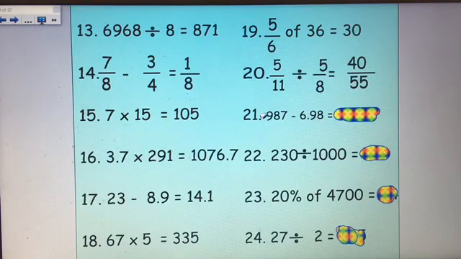(40 over 55). I guess that could be simplified if you divide them both by 5 to make 8 over 11.